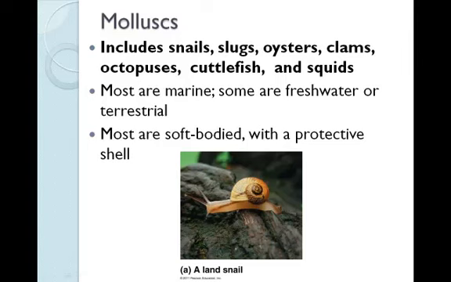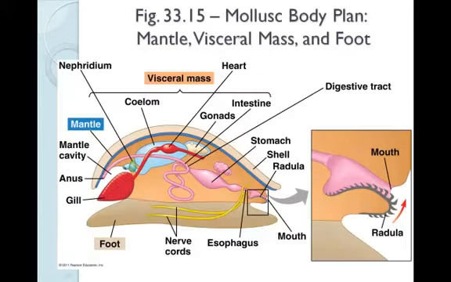The next phylum of invertebrates is the molluscs. The molluscs are a large divergent group that includes the snails, slugs, oysters, clams, octopus, cuttlefish, and squid. Most of the molluscs are marine organisms, but there are some freshwater and even terrestrial members of this group. Most molluscs are soft-bodied animals and usually have a protective covering, such as a hard shell, like the hard shell of this land snail.